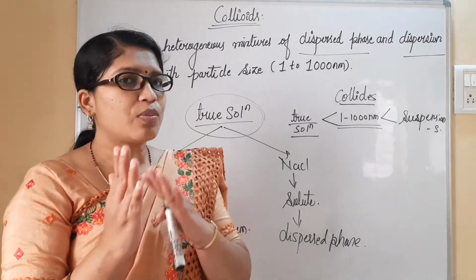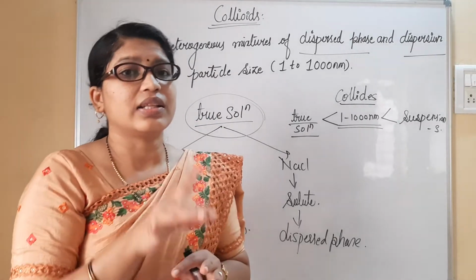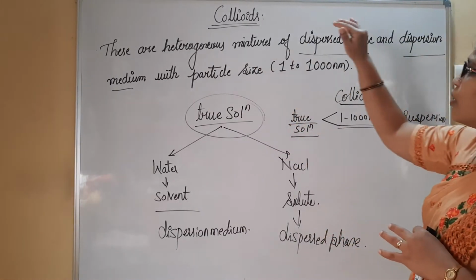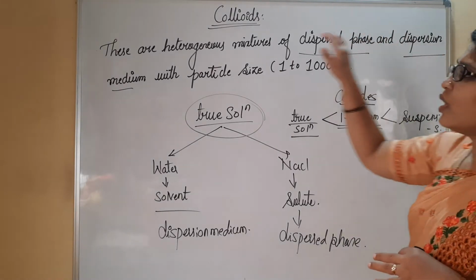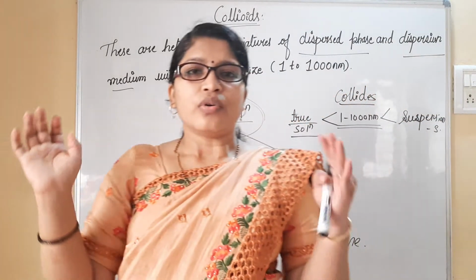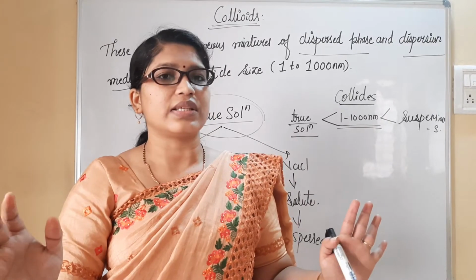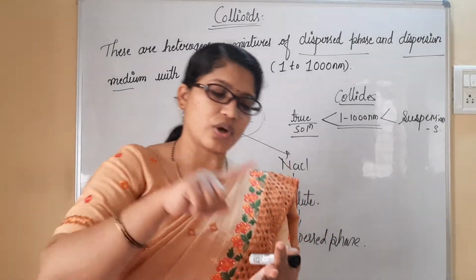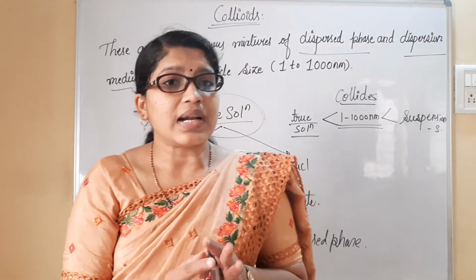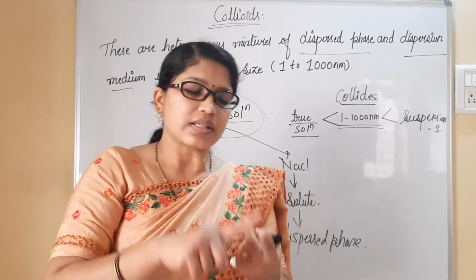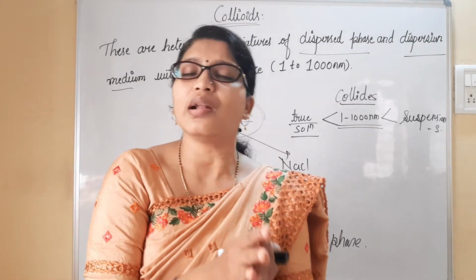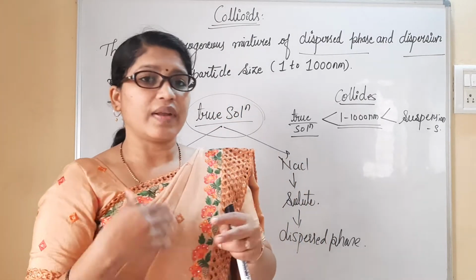If it lies within the range of 1 to 1000 nanometer, that is called colloids. So colloids are heterogeneous mixtures of dispersed phase and dispersion medium with a particle size of 1 to 1000 nanometer. For colloids we have a lot of examples. We can mix solid gas, solid liquid, solid solid, in numerous ways. We will understand how the dispersed phase and dispersion medium mix together, and we will get a final example for colloids.